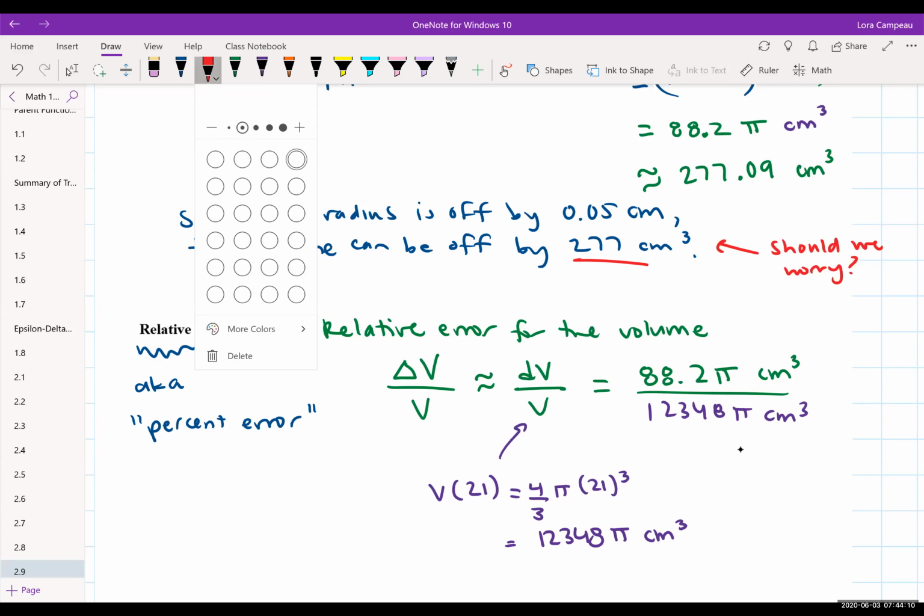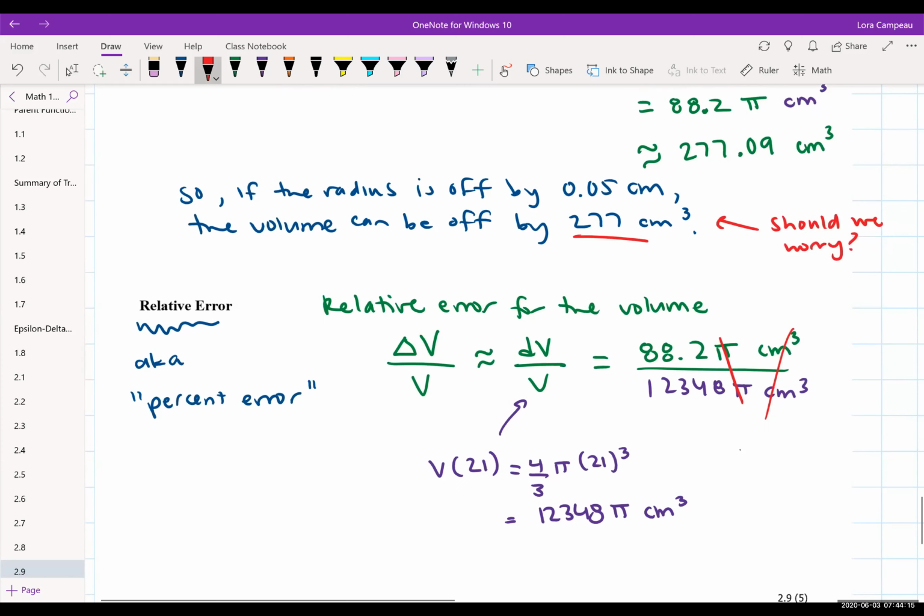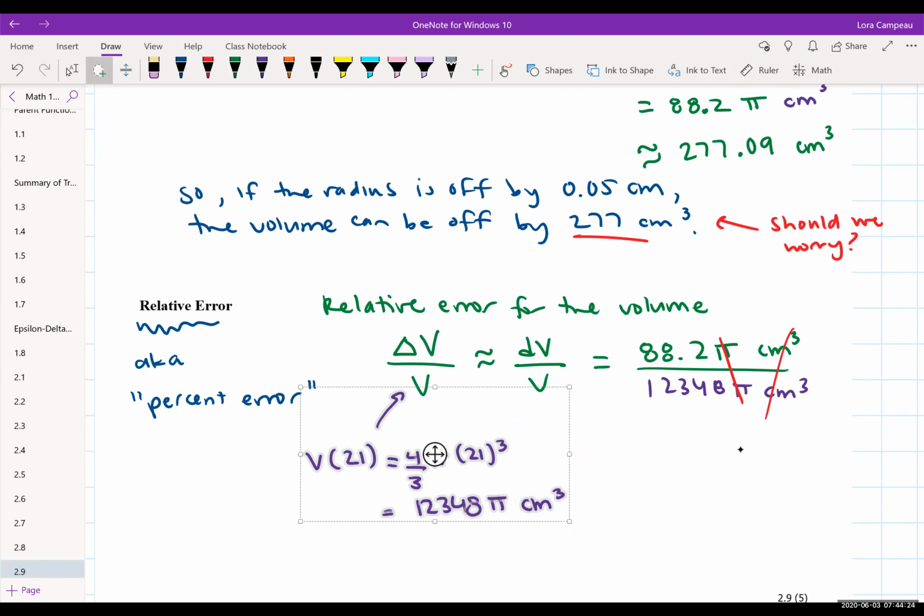And see what happens? The units divide out, so do the pi's. So let me move this over. Got a little excited calculating the V, but I didn't leave enough room for my result. So let's find this percentage. 88.2 divided by 12348. It's a long number, but let's go with it. 0.00714 approximately.